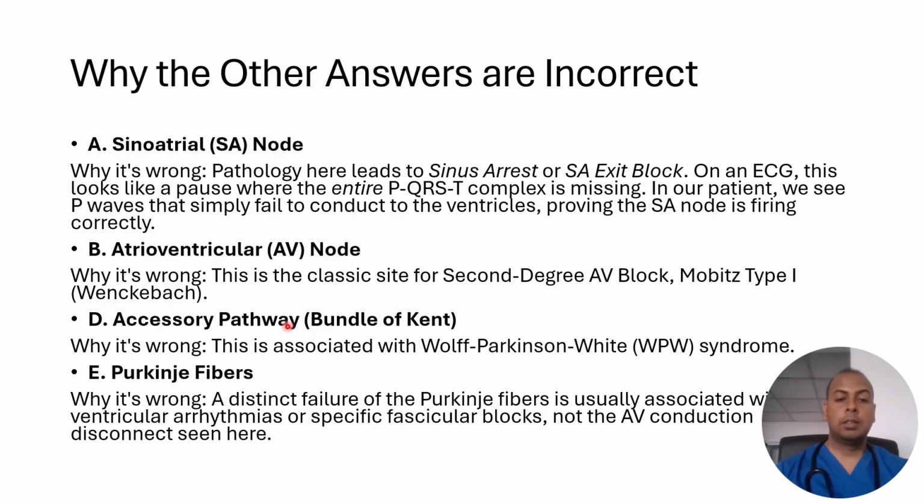Bundle of Kent is incorrect because that's associated with the Wolff-Parkinson-White syndrome, and the description of the EKG is not Wolff-Parkinson-White. And the Purkinje fibers, so why is that wrong? Because a feature of the Purkinje fibers is usually associated with ventricular arrhythmias or specific fascicular block, and our EKG didn't describe anything like that.